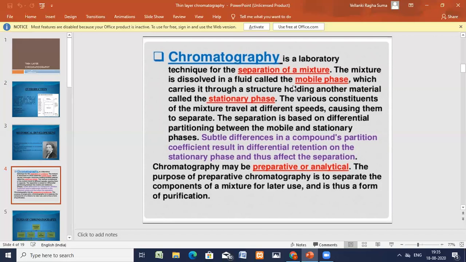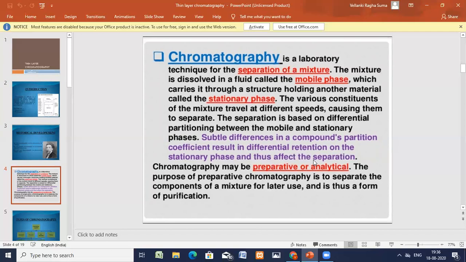The mixture is dissolved in the fluid, that is the mobile phase. It carries it through the structure holding another material called the stationary phase. Various constituents of the mixture travel at different speeds and so they separate. The separation is based on differential partitioning between the mobile phase and the stationary phase. Here, subtle differences in the compound's partition coefficient result in differential retention on the stationary phase and thus effect the separation. You can see the separation.